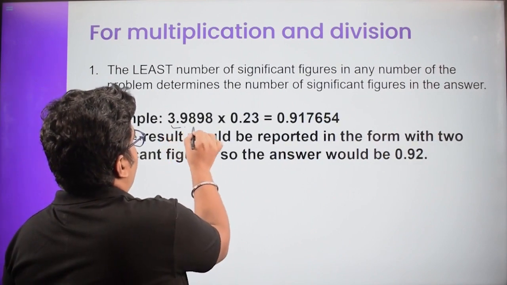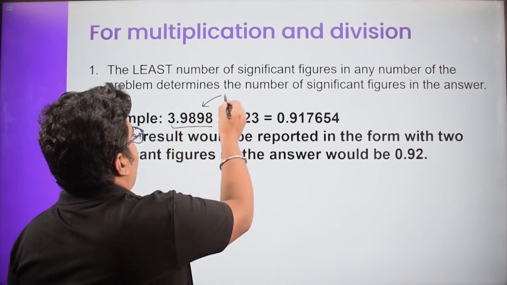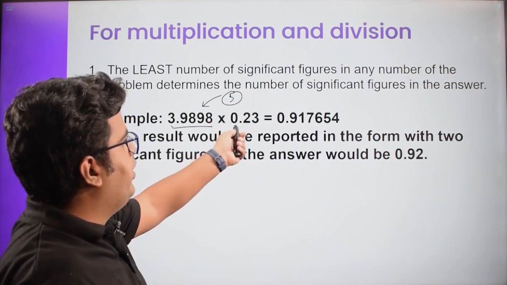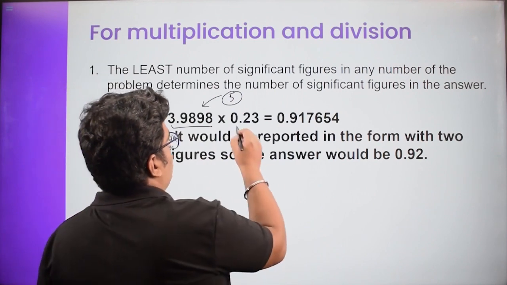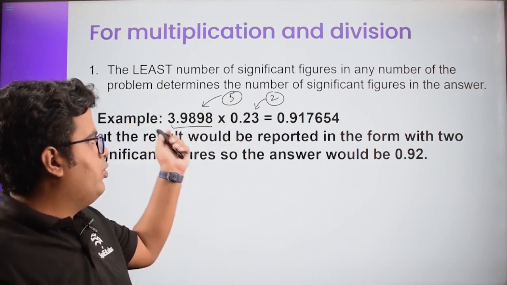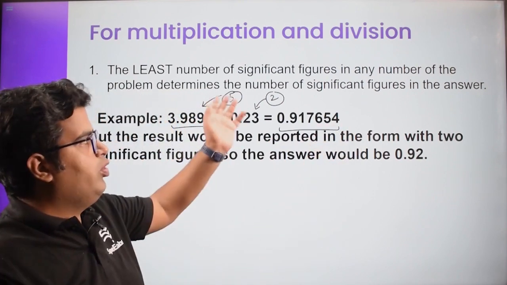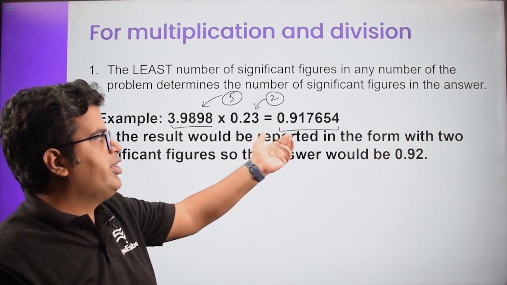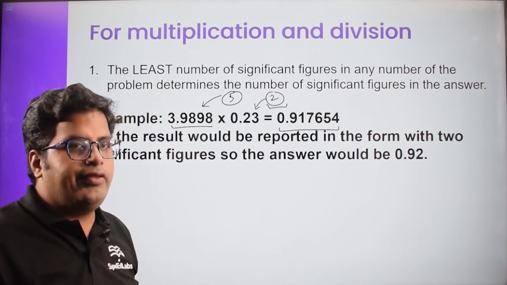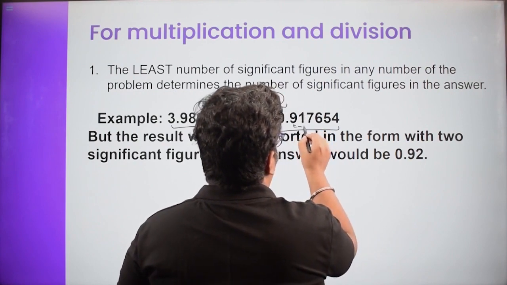We have 3.9898. If I ask you how many significant figures it has, you can count them simply: we have 5, right? And in the other number, if I ask how many significant figures there are, after the decimal we have 2 digits, so we have in total 2 significant figures. Once you multiply, this will be your reported answer, right? But as I said, the rule says that the number of significant figures in the final answer should be the least number of significant figures in the question. In the question we have 2 as the least number of significant figures. So what are we supposed to do? We are supposed to express it up to 2 decimal places.